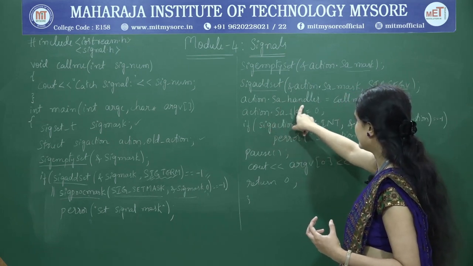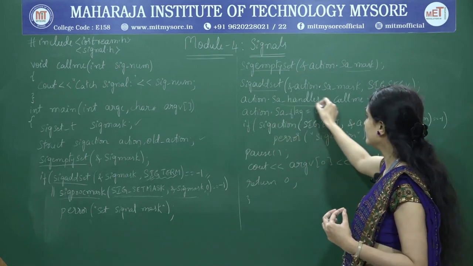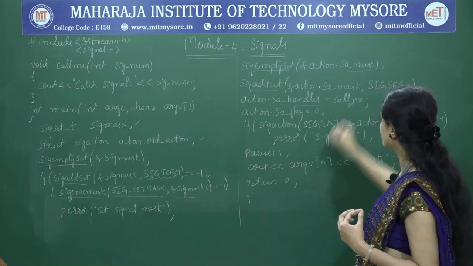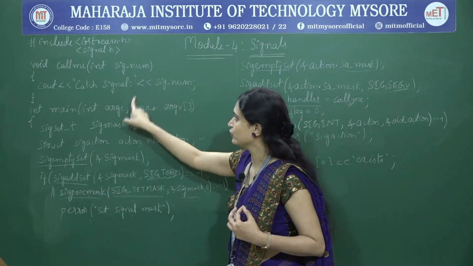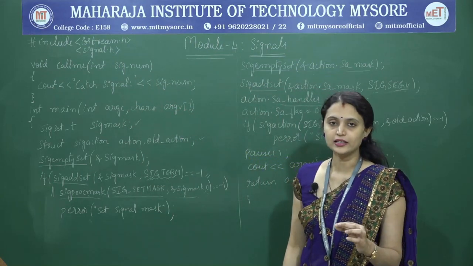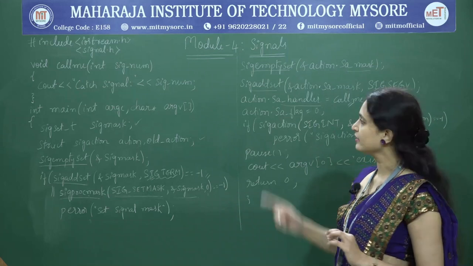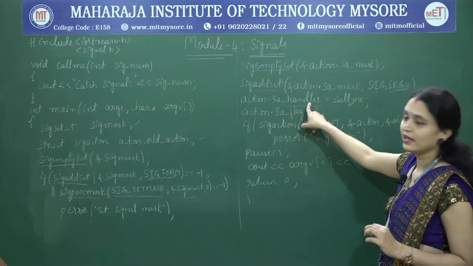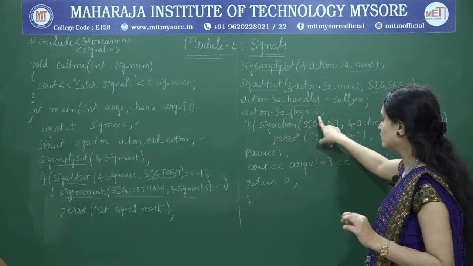So SA handler, we are assigning the SA handler for this action variable with the function call me. So call me function means this one. As I already told you, it's a signal handling function. Okay. So it's a signal handler. I am assigning that particular call me function to this SA handler. Okay. Later SA flag is initialized to 0.